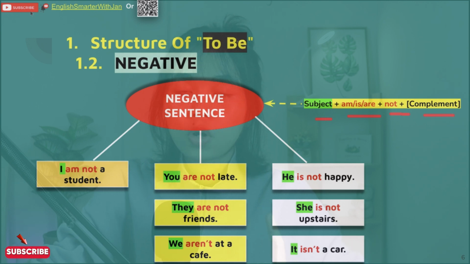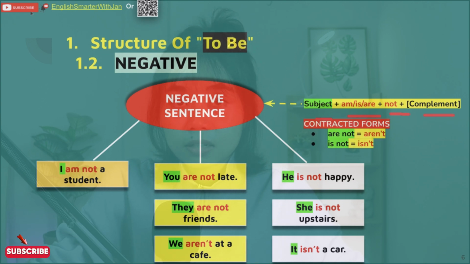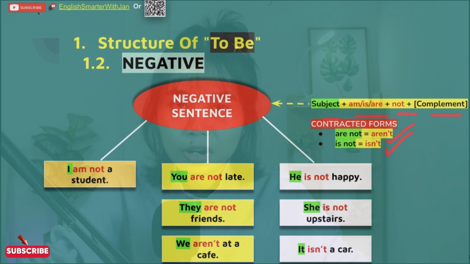By the way, there is one more important piece of information that you need to learn. You can use the contracted forms in the negative sentences. For instance, aren't is the contraction for are not. Isn't is the contraction for is not. However, there is no contraction for am not. So you simply say I am not, for example.